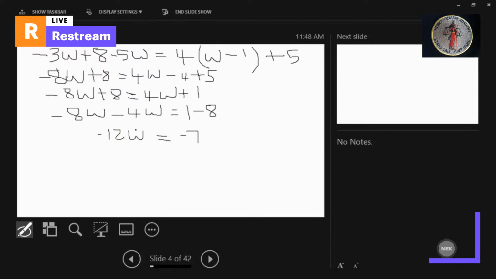So I need w by itself. So I'm going to divide by -12 to cancel out that 12. And I have to divide the -7 also by -12. And negative divided by negative is positive. So we're left with 7/12 as our answer.